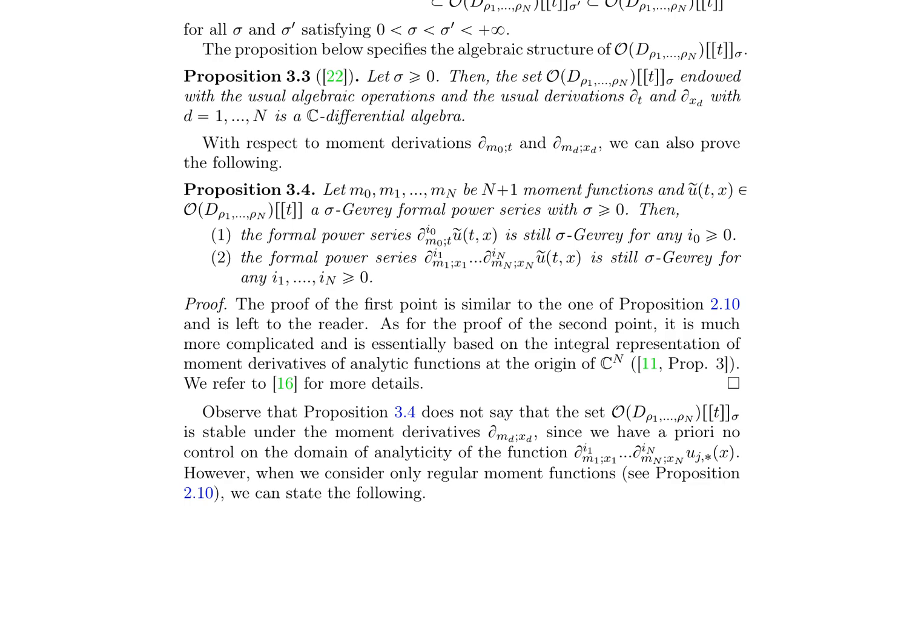The Gevrey order sigma serves as a measure of the growth rate of the coefficients in the series, with higher values indicating faster growth. The primary finding here is that these series are stable under both time and spatial derivatives, as well as moment derivatives, which is crucial for the analysis of inhomogeneous nonlinear moment PDEs.